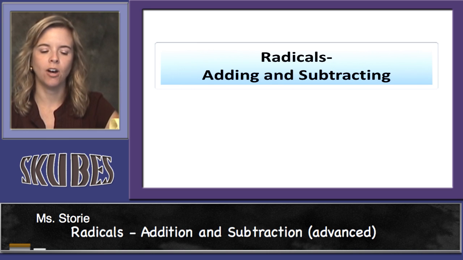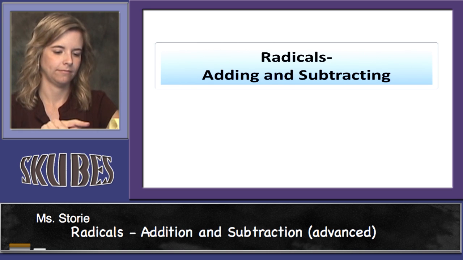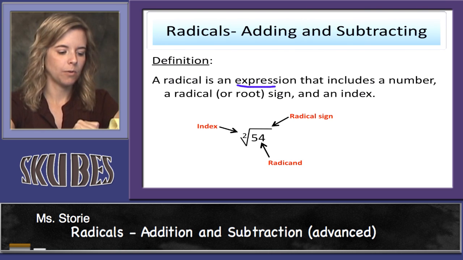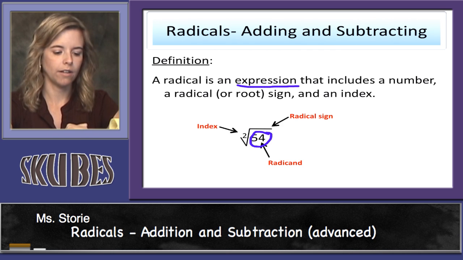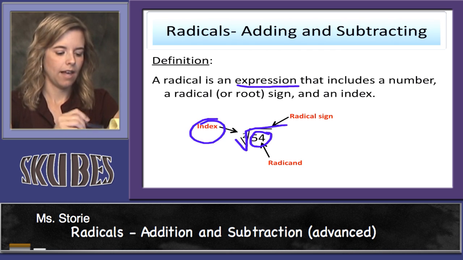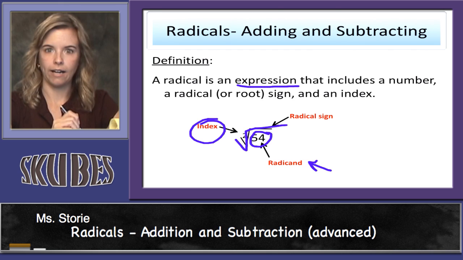Hello and welcome to our lesson on adding and subtracting radicals, a more advanced look. First, let's talk some definitions. A radical is an expression, so no equal sign, that includes a number, a radical or root sign, and an index. And that number is called a radicand.